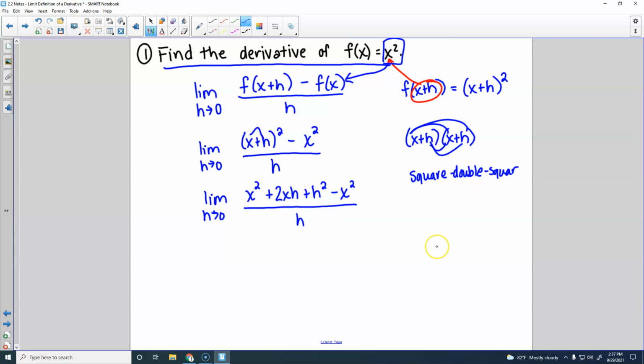So what happens after we do that? The x squareds are gone. We can factor out an h.